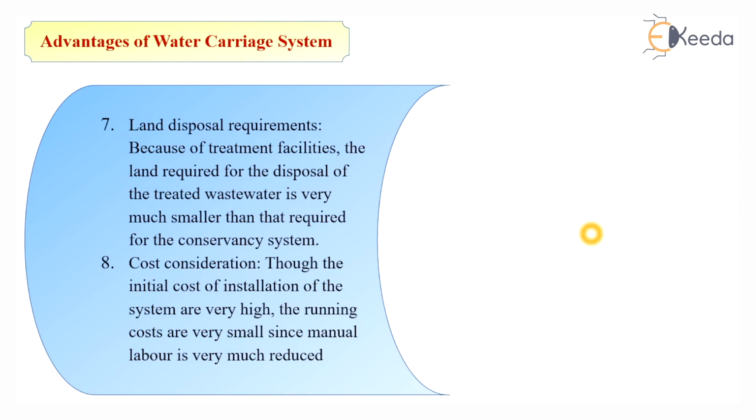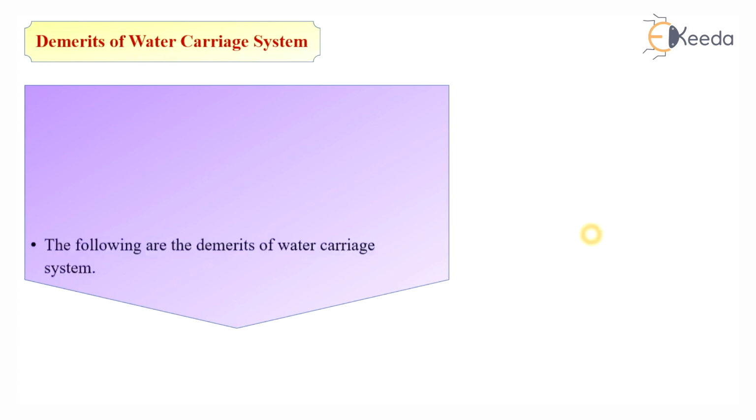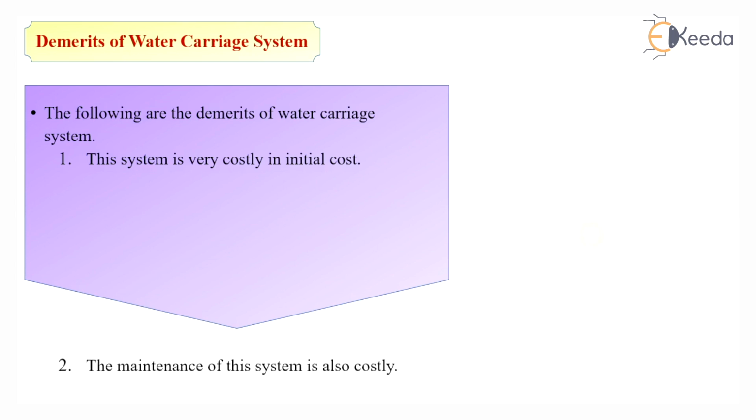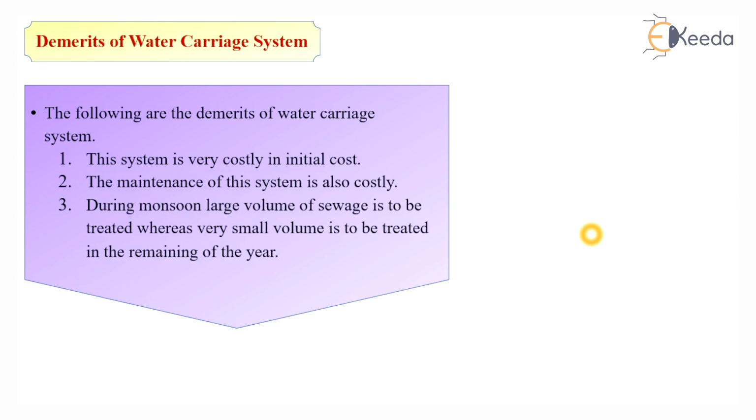Land disposal requirement. Because of the system facilities, the land required for the disposal of treated wastewater is very much smaller than that required for the conservancy system. Some disadvantages of this system are: it is very costly in initial cost. The maintenance of the system is also costly. And during monsoon, a large volume of sewage is to be treated, whereas a very small volume is to be treated in the remaining part of the year.